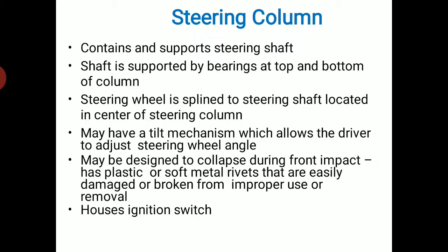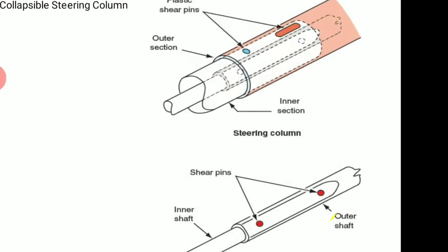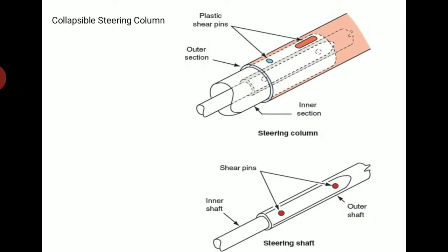So this is called the steering column. You can see the inner shaft, and shear pins which we use to lock the steering shaft. Why is this system provided? To avoid vibration. So there is an inner section and an outer section, with plastic shear pins.